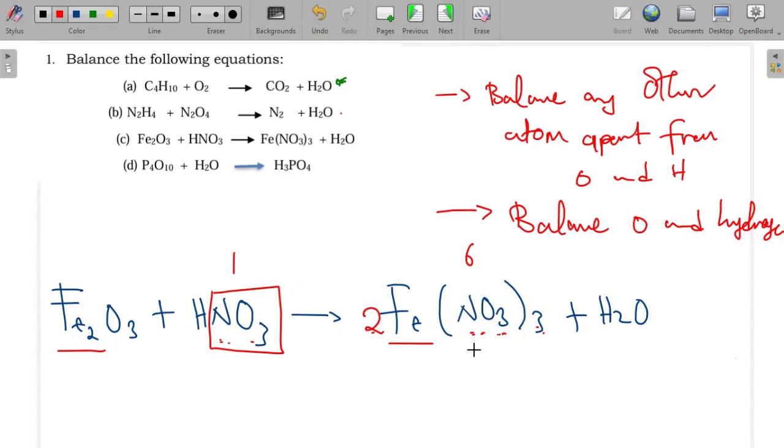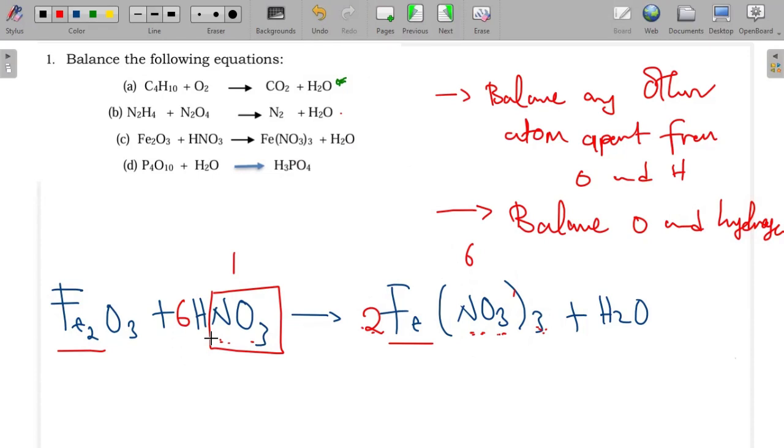So what can I do in order to balance? Since here I have six of this group, remember we're considering it as one group, 2 multiplied by 3, that is 6 of these. So I'll just add a 6 in front here. So now here I have 6 of these. Once I balance them, I can now check.